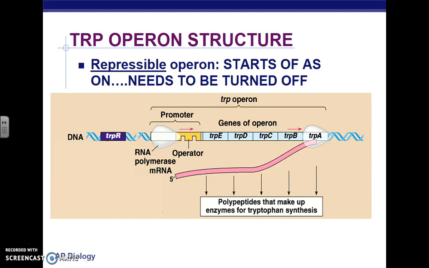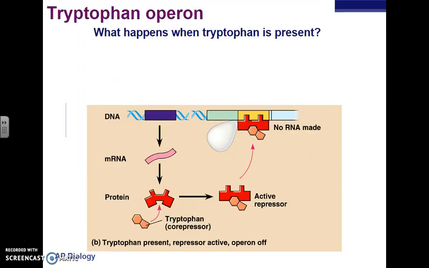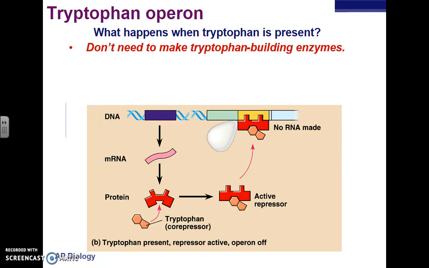We're going to look at the TRP operon in two situations: when TRP is present, and when TRP is not present. In the first situation, we have tryptophan present. Because tryptophan is present, we do not need to make the tryptophan building enzymes. It's pointless. Why do we need to make these enzymes when we have tryptophan? We don't need them. So watch the steps that happen.